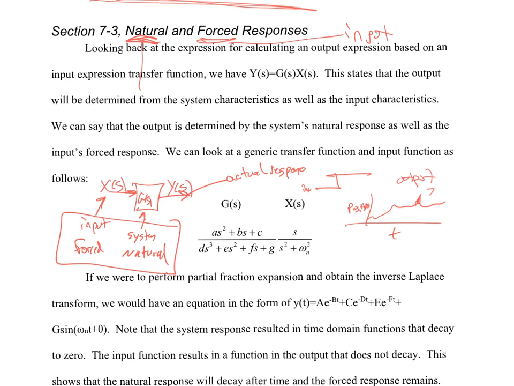How that system actually responds is dependent upon what we have for the X of s and for my G of s. Okay? So when I look at my system, this is s squared over s squared plus omega n squared. This is either a sine or a cosine wave, right? So the output has a sine or a cosine wave that is going to stay there forever. This one right here, most likely, but not guaranteed, is going to have some ringing and decaying to a new value.